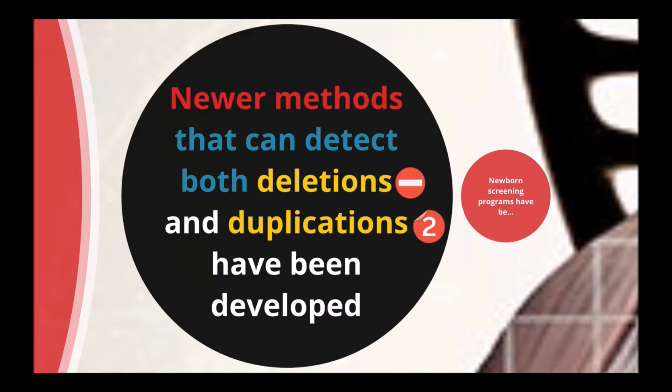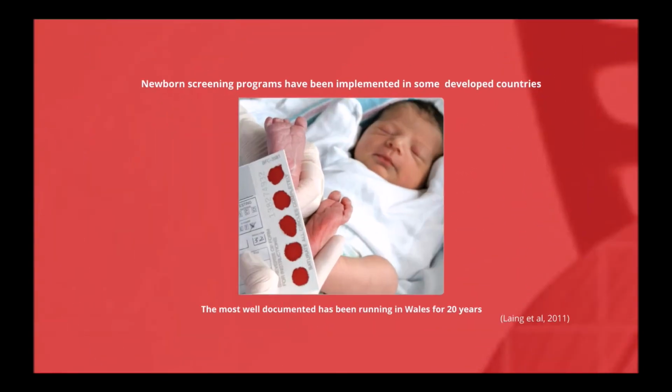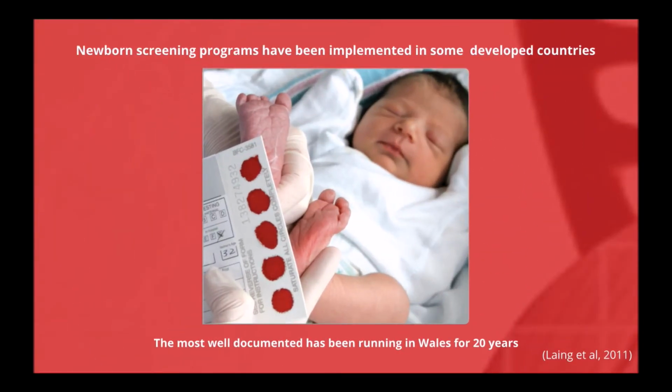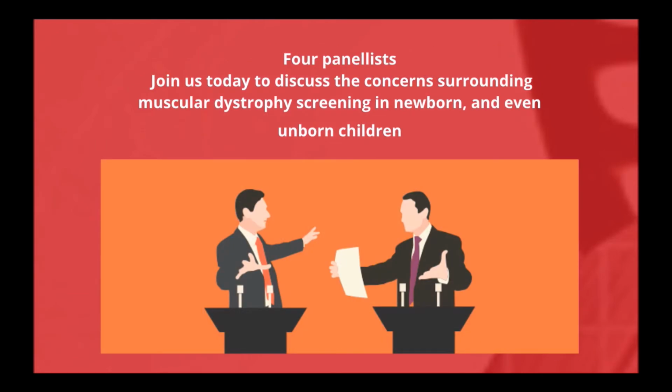To combat the prevalence of muscular dystrophy, various governments have trialled population-wide screening programs. The most published program has been implemented in Wales and has been running for over 20 years. The screening is used to detect muscular dystrophy in newborns and allows families the opportunity to begin their preparation in order to mitigate the condition and improve the child's quality of life.